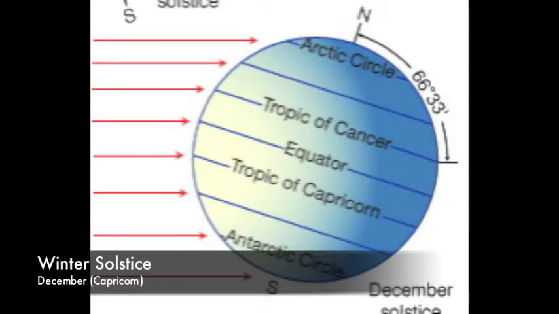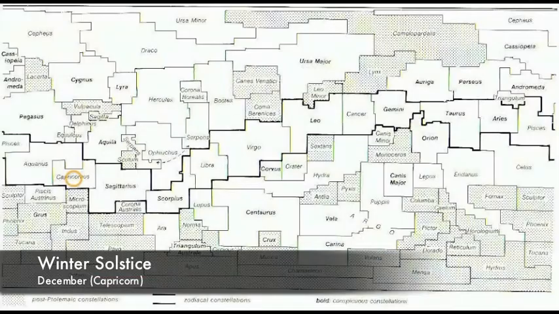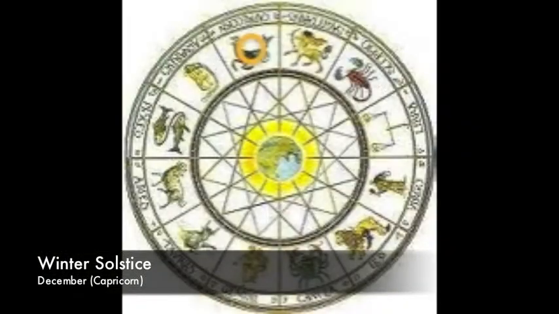And finally, in December, we have the winter solstice. This is when the rotational axis is furthest away from the Sun. This is what it looks like on the ecliptic. We have reached Capricorn. This is what it looks like on the zodiac. And just like that, we have witnessed the yearly cycle.